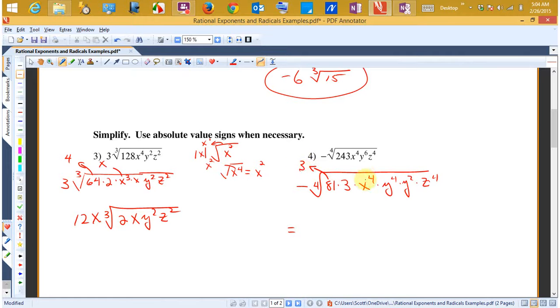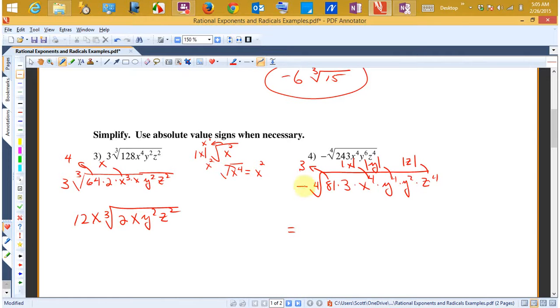Now this x to the fourth, notice that I have an even root here, and I have an even exponent that when I divide that, that's going to be x to the first, so that's going to have to come out as an absolute value of x. The same thing with this y to the fourth, because when I take the fourth root, it's going to come out as y, so y would have to have absolute value. And the z to the fourth, it's the same thing. It's going to have to come out as the absolute value of z.